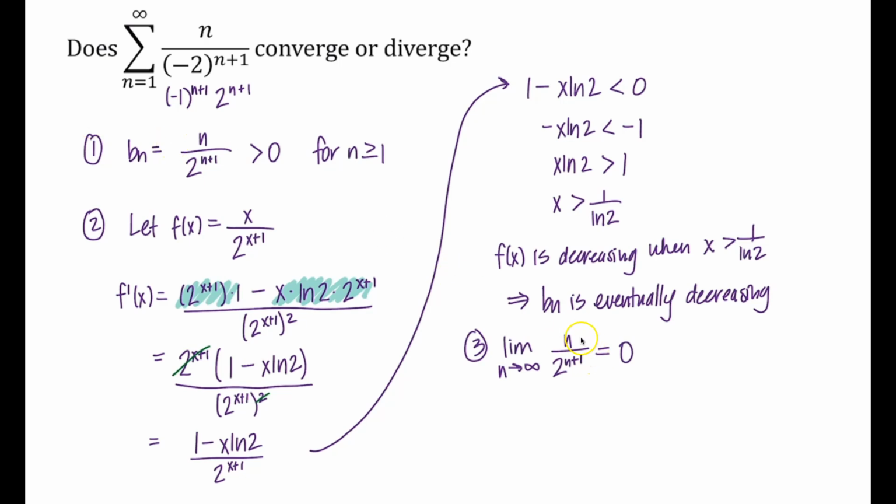So the numerator is just a polynomial, n to the first. The denominator is an exponential, which is growing much faster. So by the laws of dominance, this whole thing goes to 0. So by the alternating series test, the series converges.